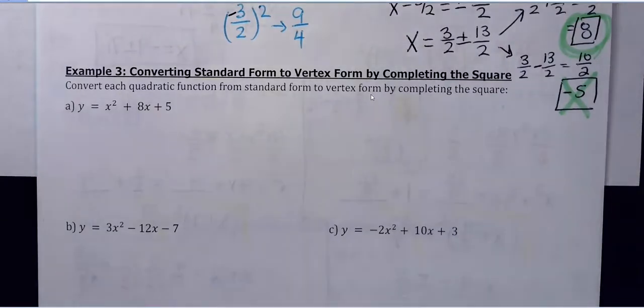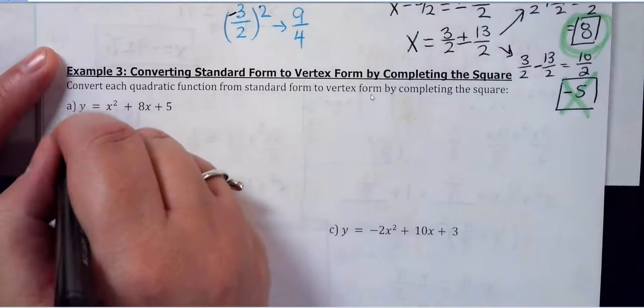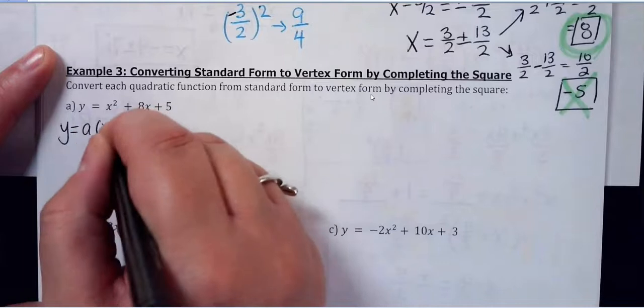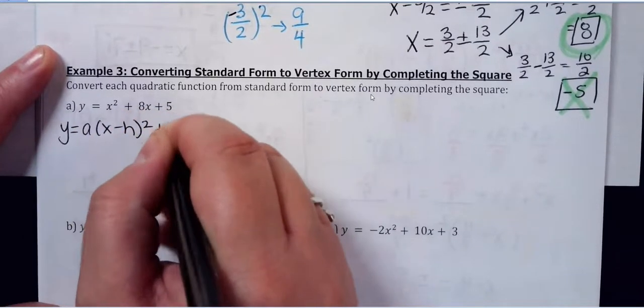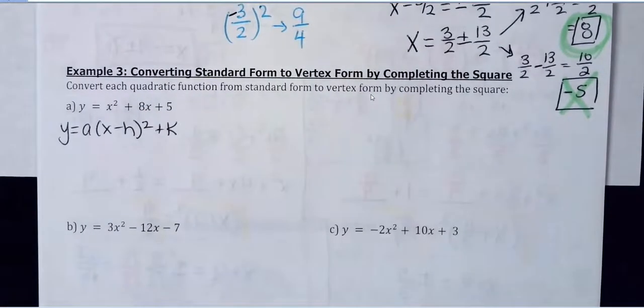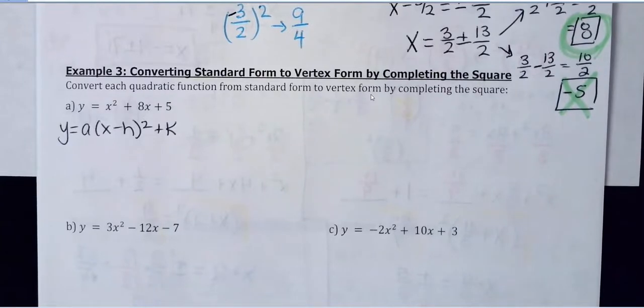Okay, so just to remind you, the vertex form of a quadratic is just a little bit different than what we've been dealing with. That is y equals a times (x minus h) squared plus k. (h, k) is going to be the vertex. Okay, I'm going to show you how to take standard form and use completing the square to put it in that format. Okay, now different people do this different ways.